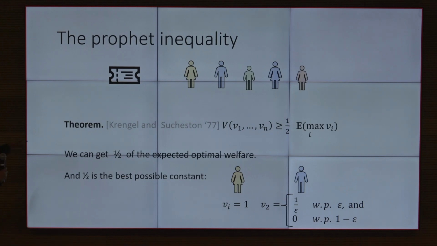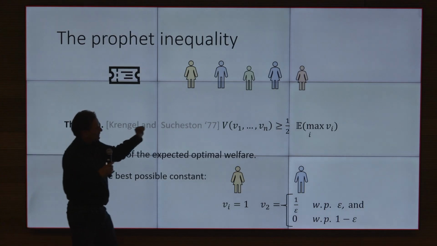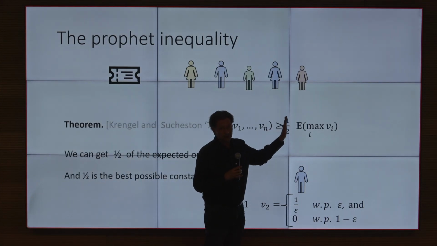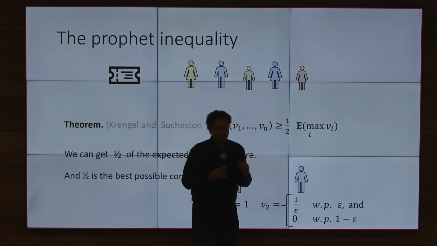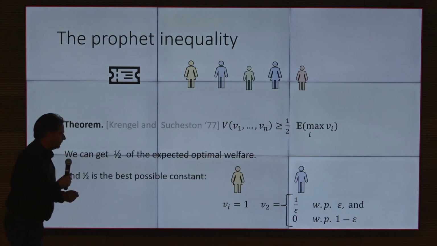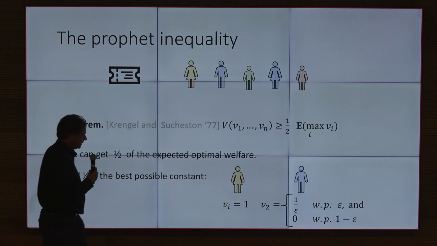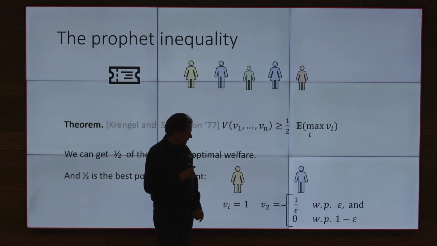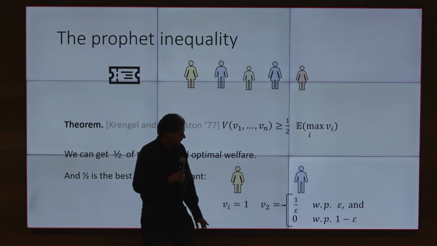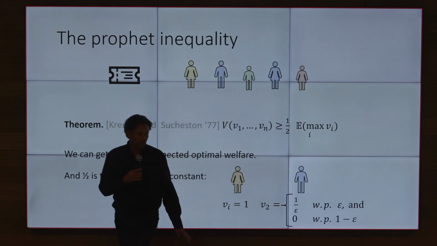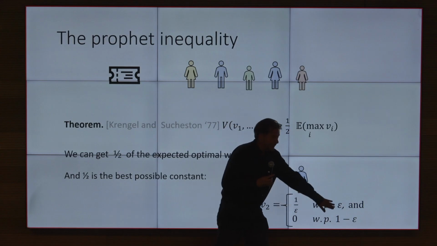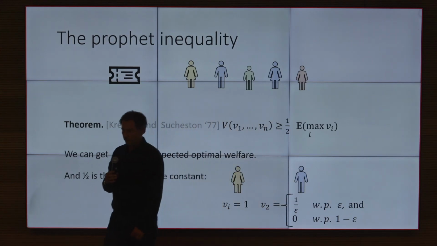The other observation that is also very old is that this 1/2 is best possible. We cannot put any number which is bigger than 1/2 here. Why is this? There is a very simple instance. Let's say there are only 2 agents. The first agent has a deterministic valuation equal to 1, and the second agent has this long shot: a random variable that takes a huge value with a tiny probability, and 0 otherwise.